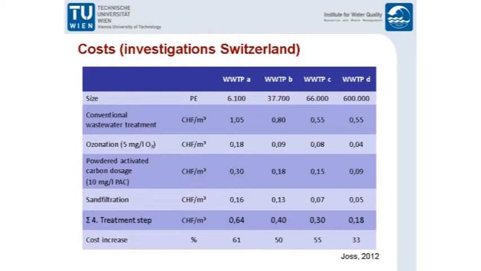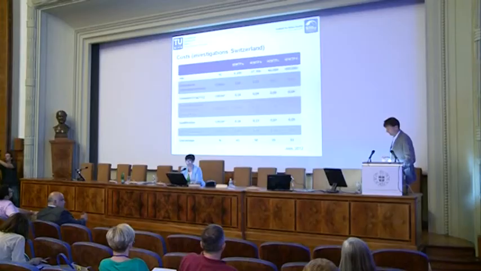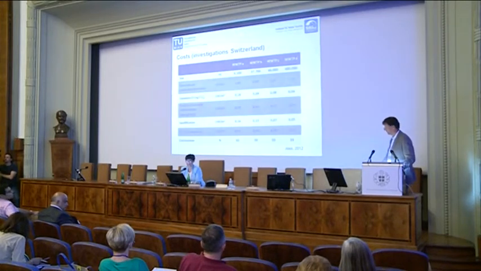So we can say for the larger treatment plants, whether this is ozone or activated carbon, you see it's not really a big difference. Most probably it will come to a combination of both steps, but for large treatment plants it's about a 30% increase in treatment costs. For the smaller plants it can be more than a 60% increase of the conventional treatment costs.